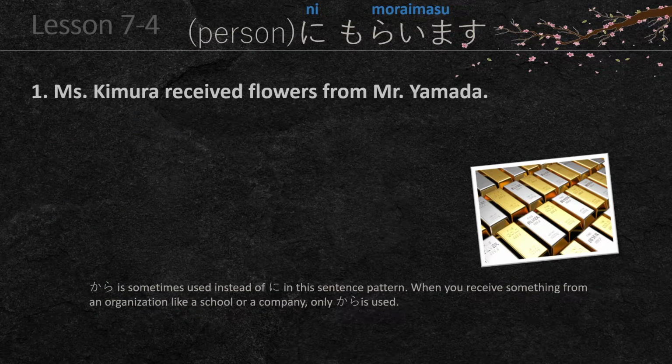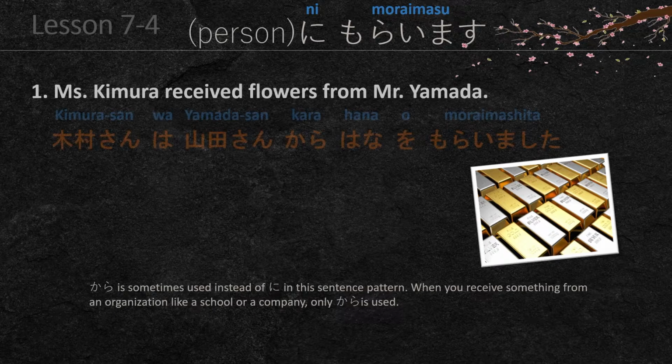The point of these sentences here is to emphasize that you can use kara instead of ni in some sentence patterns. Kara is sometimes used instead of ni in this sentence pattern. When you receive something from an organization like a school or a company, only kara is used. Let's look at a couple of examples. Miss Kimura received flowers from Mr. Yamada. It's the same as before. It's the same one we just did.